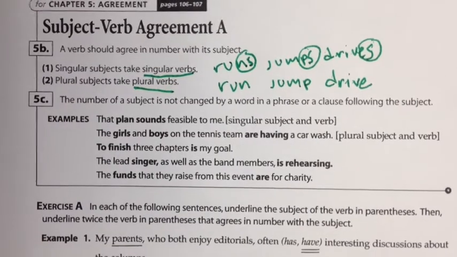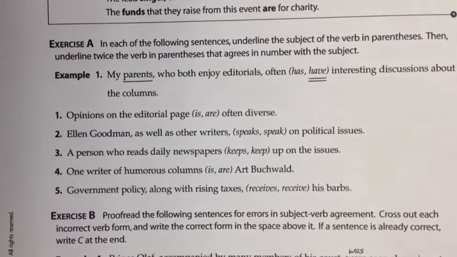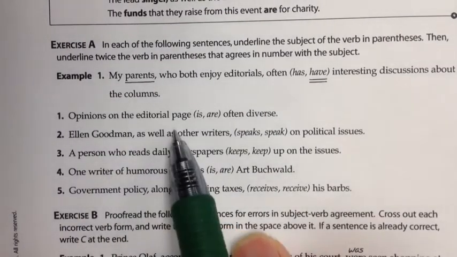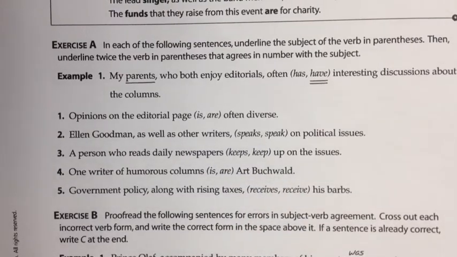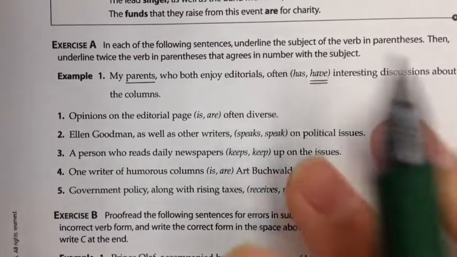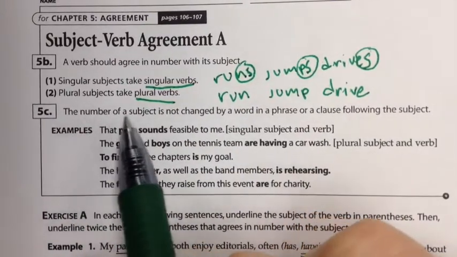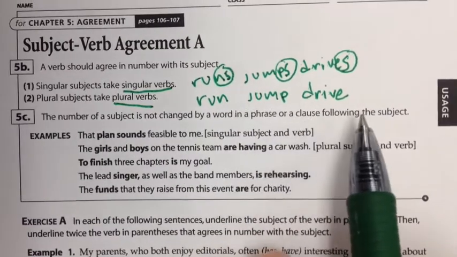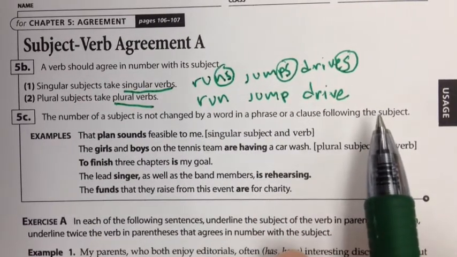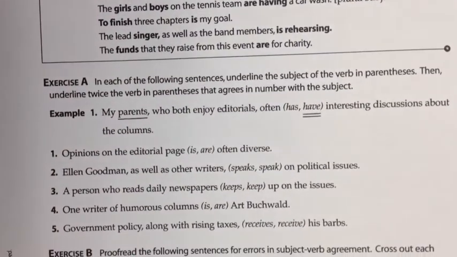So in the first part of the exercise, we just have to circle the correct verb. So it says opinions on the editorial page is or are often diverse. So here is the rule that we're looking at as well here, 5C. This is that the number of a subject is not changed by a word in a phrase or a clause following the subject. So you have to ignore any phrase or clause that is trying to confuse you. And that's what we have in number 1.